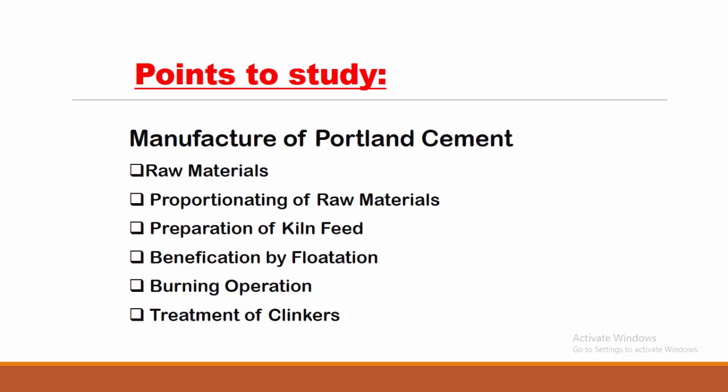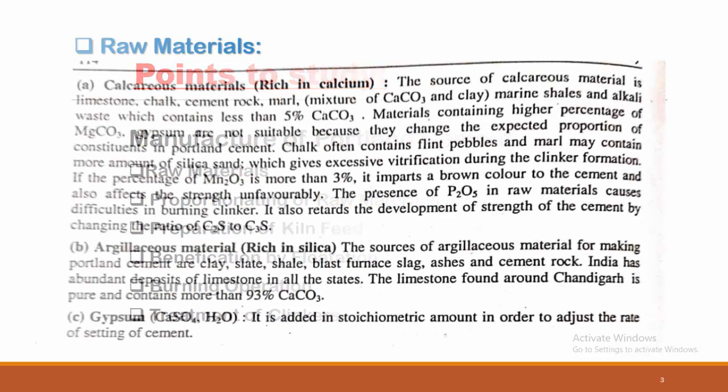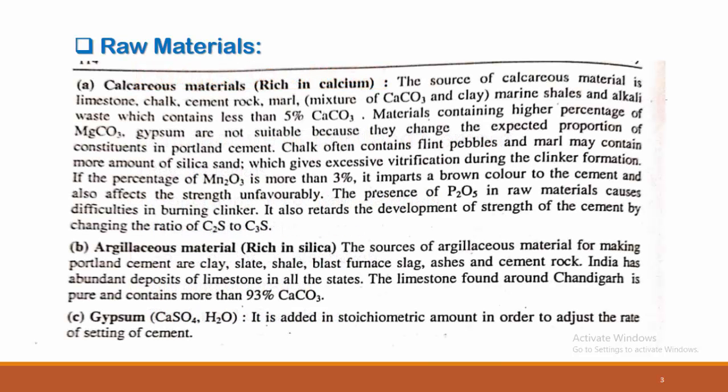In today's lecture we will see three steps: raw materials, proportioning of raw materials, and preparation of the kiln feed. Let me see, first is the raw materials. As I told, in the manufacture of Portland cement, raw materials play an important role. What are the basic raw materials?